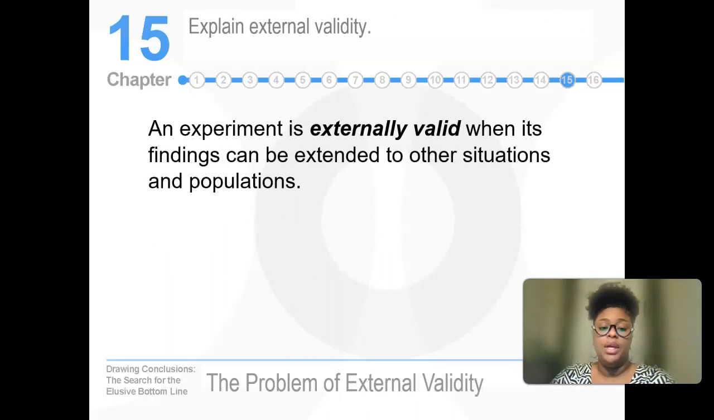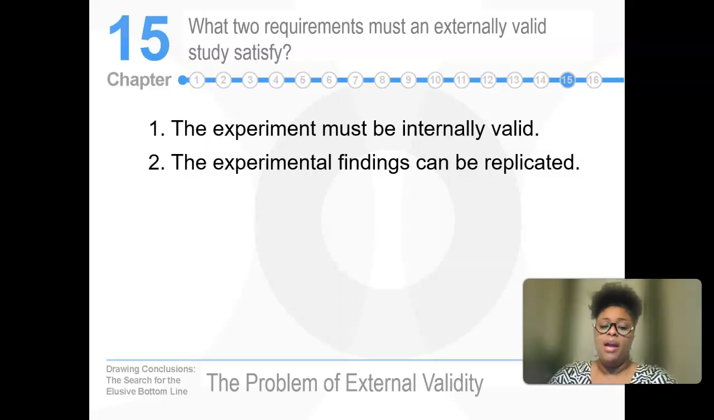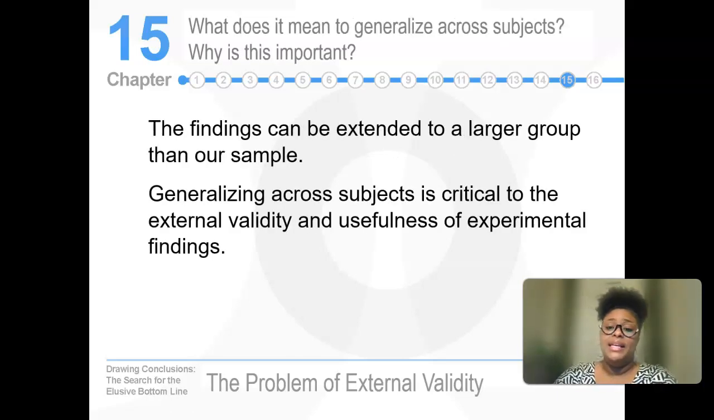significance level. An experiment is externally valid when its findings can be extended to the general population. So we've taken it from the inside of our study and tested it with everyone on the outside of the study. Our experiment must be internally valid, so have internal validity, and the experimental findings must be able to be replicated. So if we're able to do that, then we are satisfying the two requirements that are needed for external validity within our experiment. The findings can be extended to a larger group than the sample size if we have external validity, and generalizing across subjects is critical to the external validity and usefulness of experimental findings in the future.